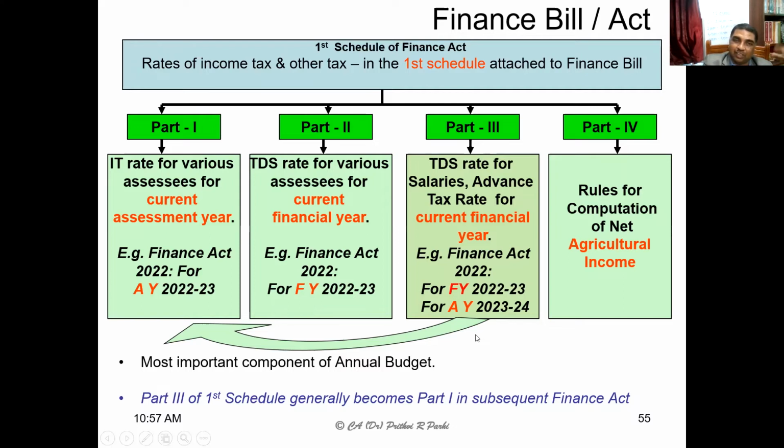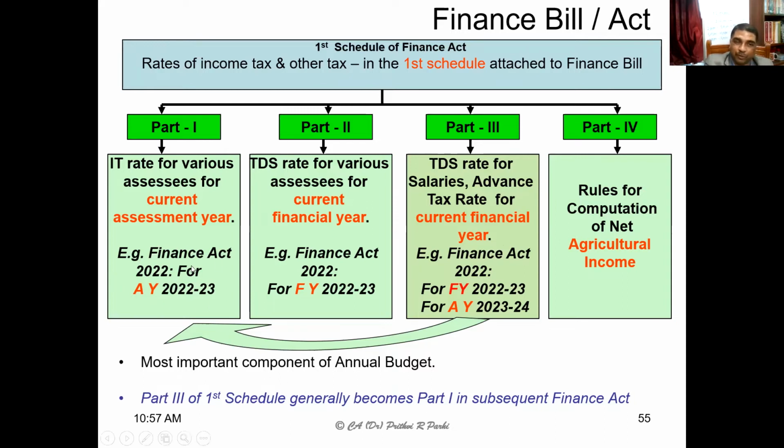Next year, when the next budget comes, that means Finance Bill 2023 or Finance Act 2023, when that comes, you will find that Part 3 of earlier years, that is Part 3 of the 22 budget, will be copied and pasted here. That means Part 3 of a particular finance bill becomes Part 1 for the next financial year. That is what I am saying.